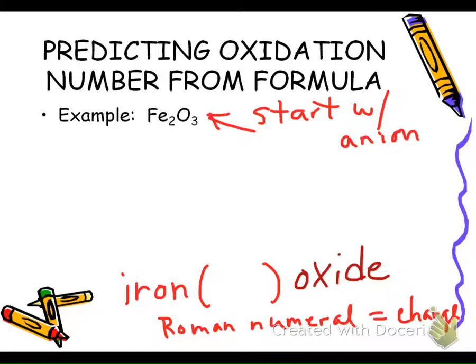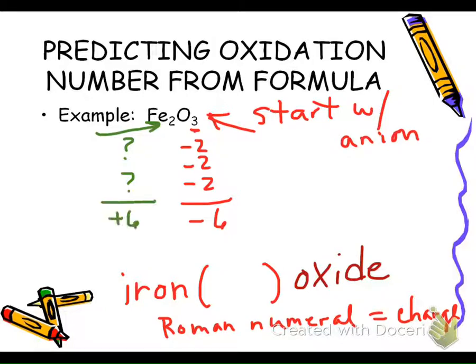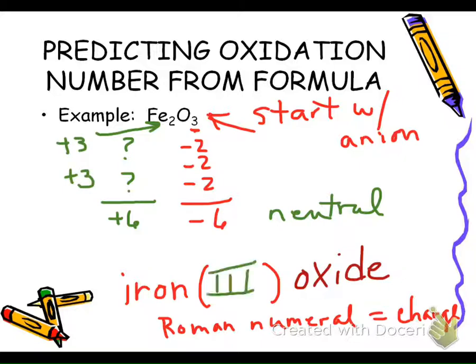Oxygen is always a -2, so I have 3 of them for a total of -6 for my anions. That has to be balanced by 2 iron cations. I know there's 2 from the subscript with the Fe. That has to add up to a +6. The only possibility would be for each cation to be a +3 charge. The Roman numeral equals my charge, and so that is the Roman numeral that goes in our name, and we have iron, Roman numeral 3, oxide.